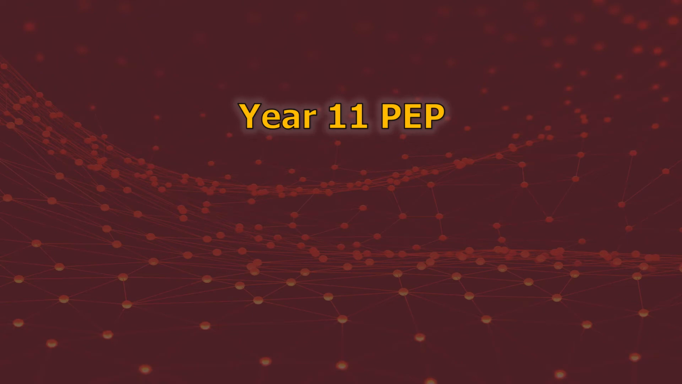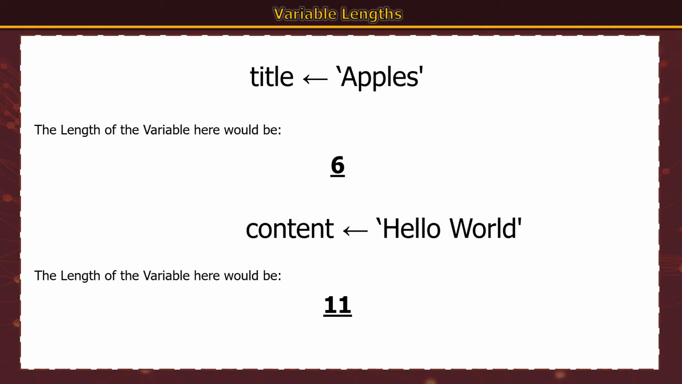This is the Year 11 Computer Science PEP, Part 1. In your exam, you may be asked about variable length. Variable length is how many characters there are within the string in this example here. Apple has 6. If we take contents, contents is made of 2 words with a space in between. Hello having 5, world having 5, and the space being 1 also, so therefore the total is 11.